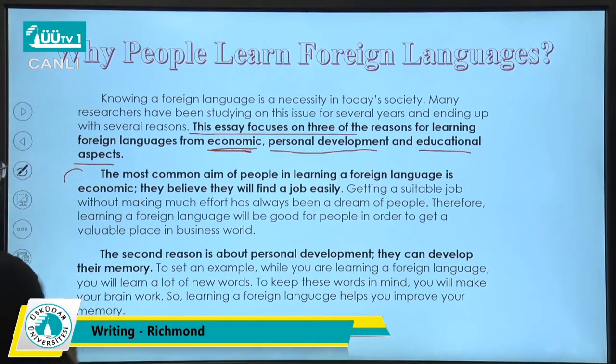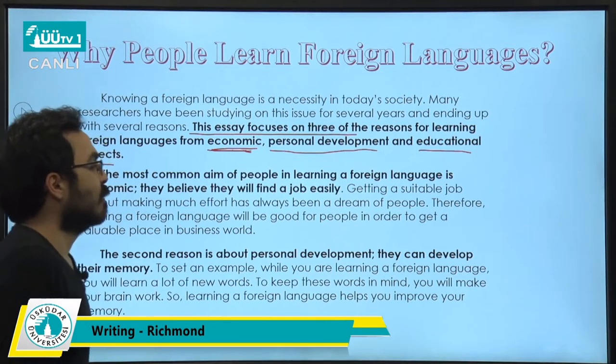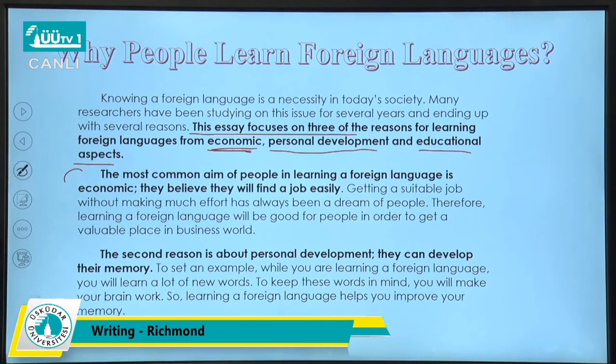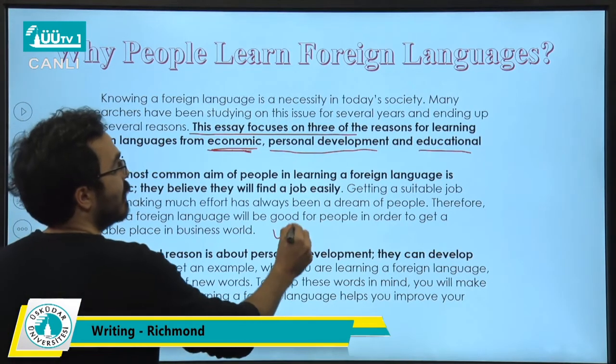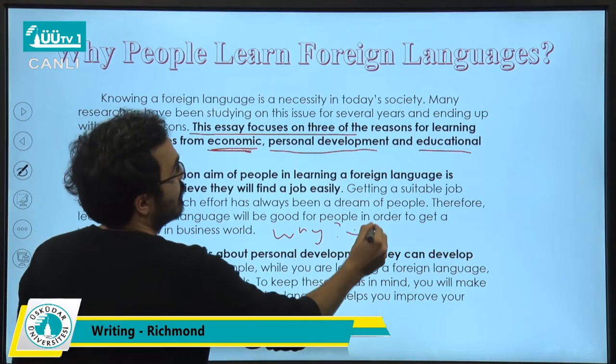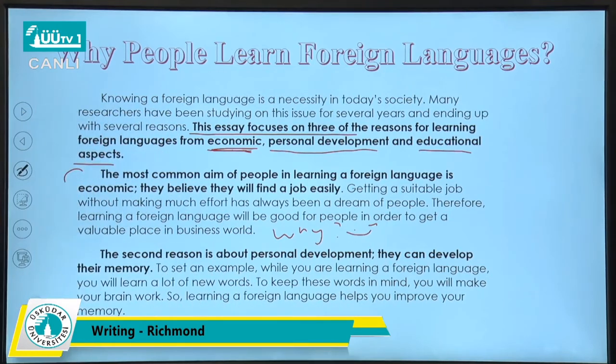Getting a suitable job without making much effort has always been a dream of people. Therefore, learning a foreign language will be good for people in order to get a valuable place in a business firm. So, again, why is this advantageous? It explains it here.